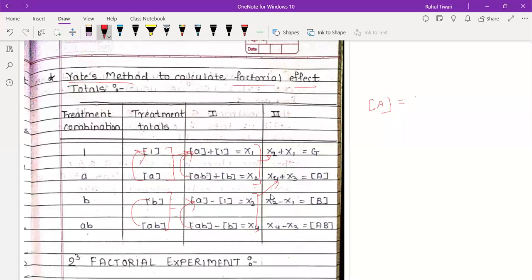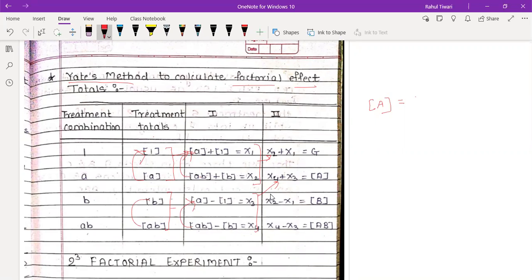This is just the Yates concept. One can use it, or one can not use it; that depends on their conceptual knowledge. But usually in your problem, they will ask you to create a Yates table using Yates method. So you have to always mention that method to get the treatment totals.